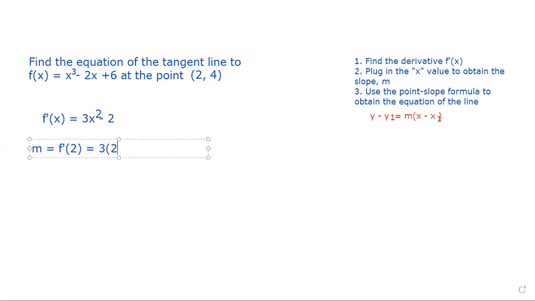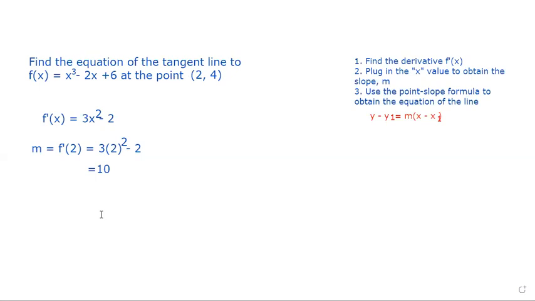So that's going to be 3 times 2 squared minus 2. Remember, number 2 said we needed to plug in our x value to obtain the slope. This is our x value, and we plugged it into our first derivative. So bringing this back down, 3 times 2 squared minus 2, that's going to be 12 minus 2. So our slope, m, is going to be 10.